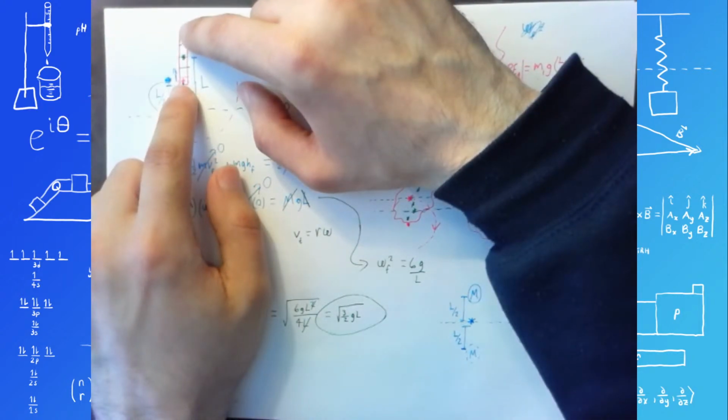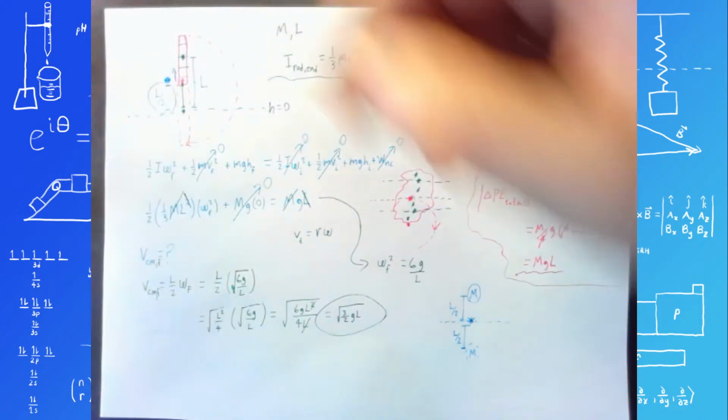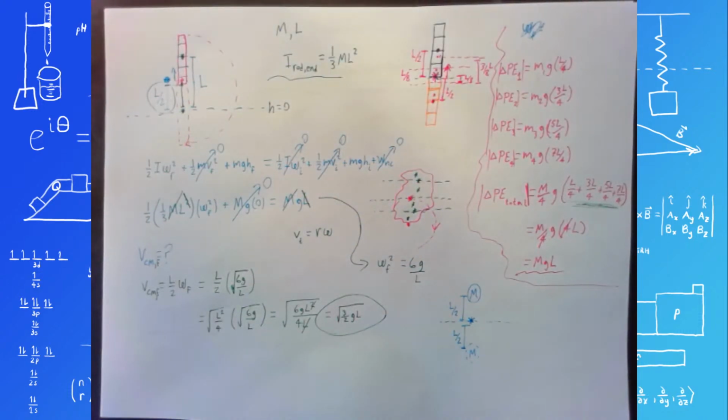If you were to chop this rod into a bunch of pieces and then put all the pieces where the center of mass is, then what you would have is, yeah, I'm not wording this really well. Give me a minute to think about this.